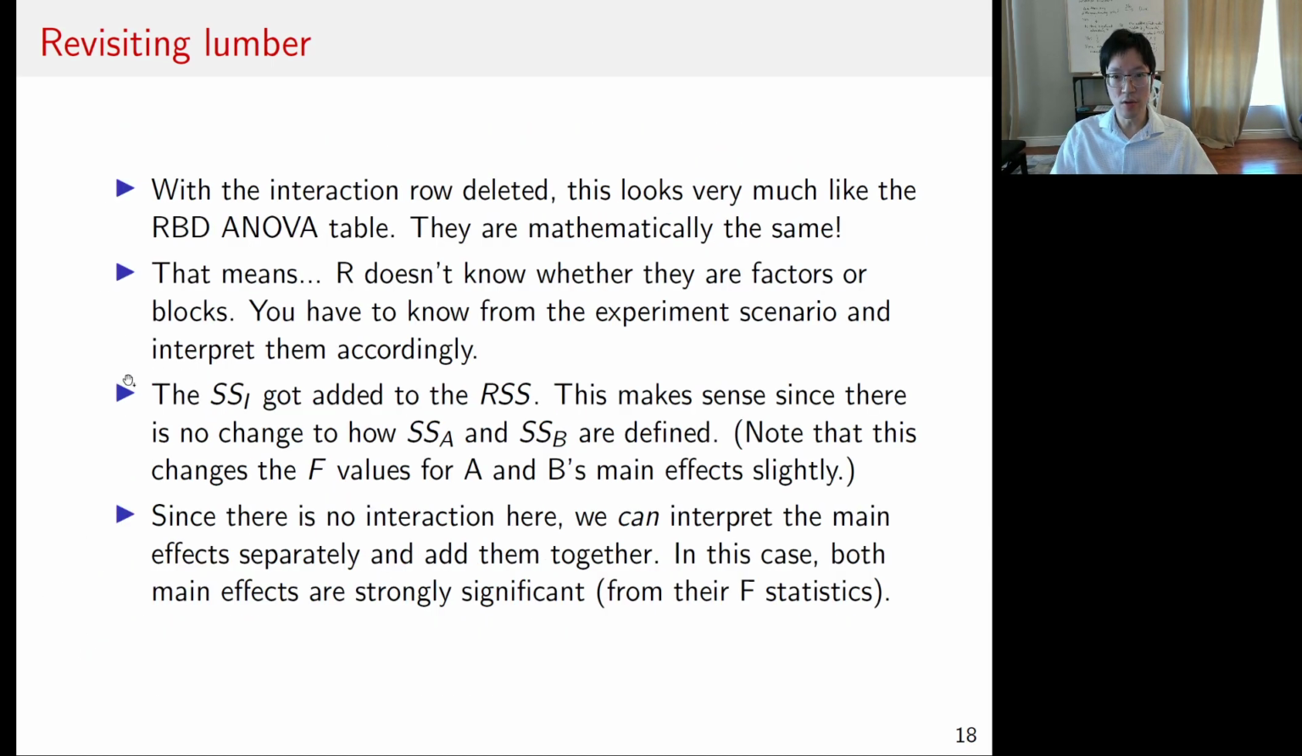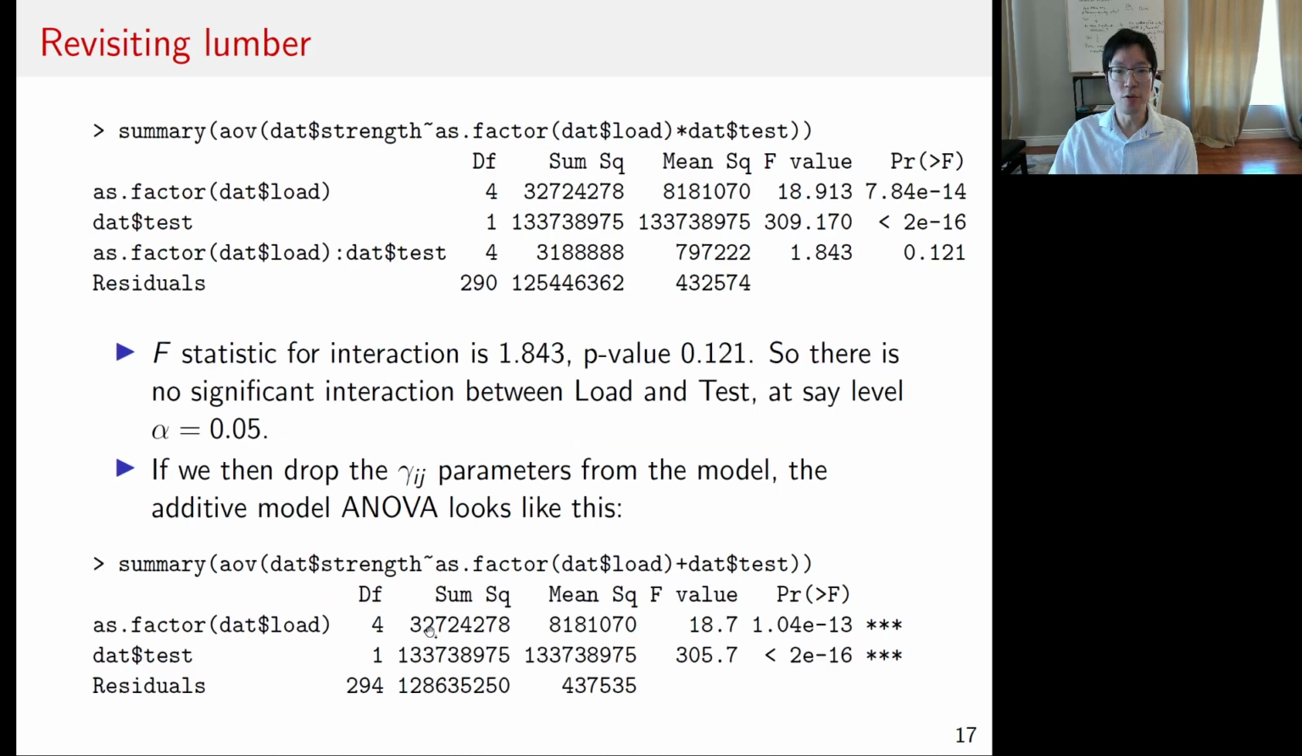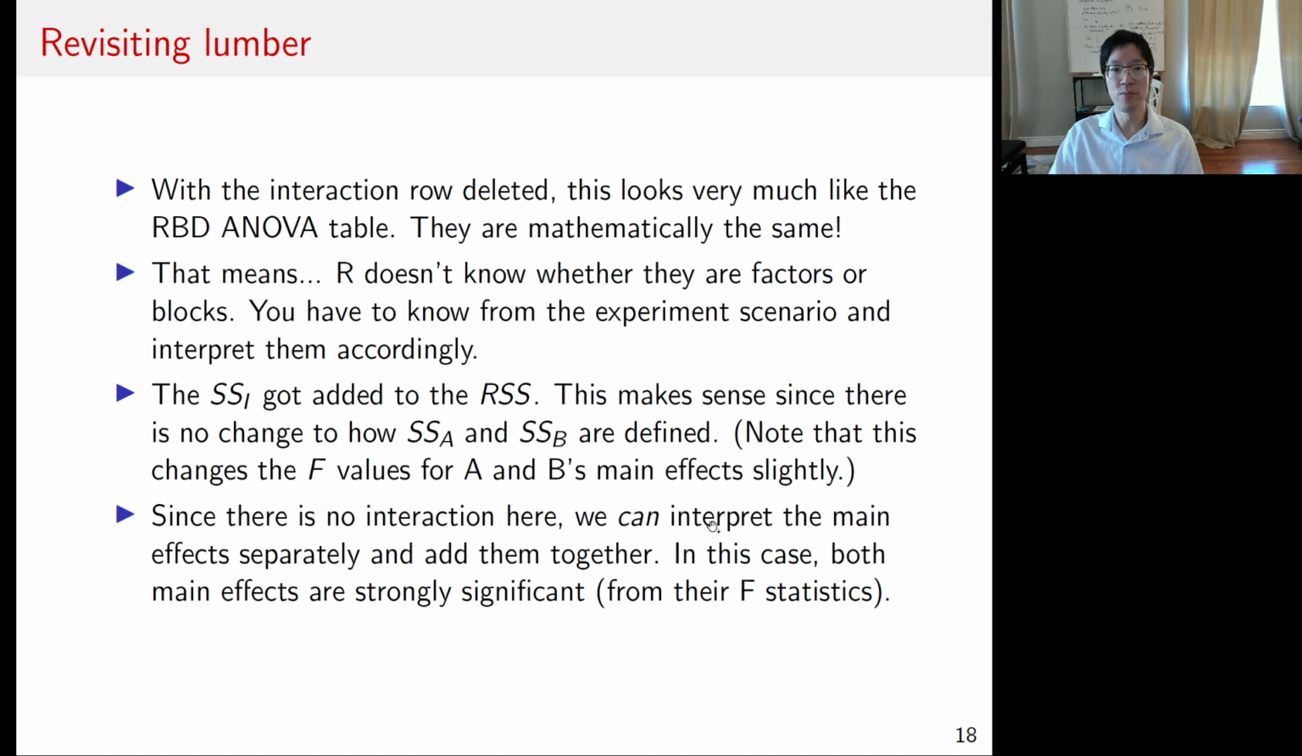Okay, so to emphasize that point, the interaction sum of squares got added to the residual because we didn't put in those parameters. And why does that make sense mathematically? Well, because there's no change to how the main effect sums of squares were defined. And so because it's not significant, it's not going to add a lot to the residual, but it will change the F statistics for the main effects slightly.